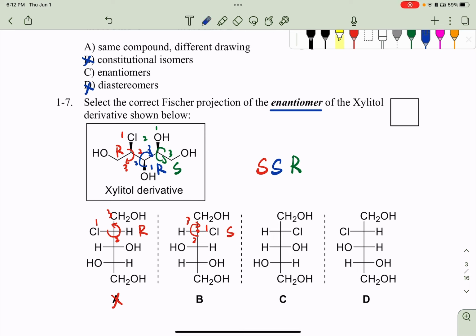What about the middle one? So let's do that. We have 1, then go here, here we have chlorine, so 2, 3, so it's going clockwise and flipped. So this one is an S, and that looks promising. Let's keep going. We have OH, this is 1, and top 1, 2, 3, going back and flip. This is R. You don't even have to work on C and D because we already know B is the correct answer. You can always come back and check the stereochemistry of molecule C and D just to make sure.